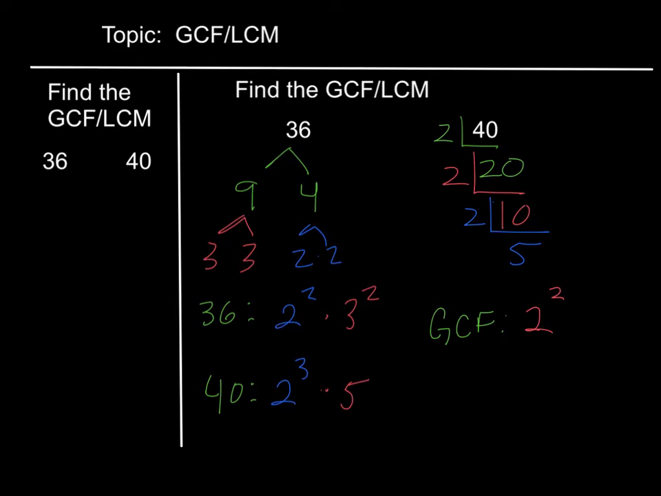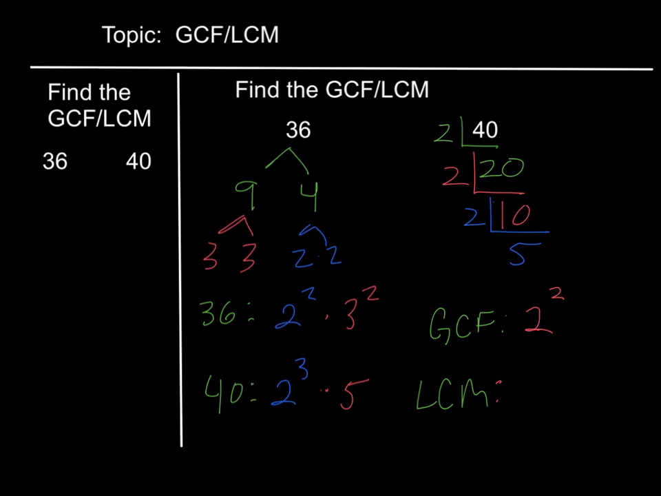Now, for the LCM, that's different. Multiples are big numbers. They're giant numbers. They're going to be at least as big as either one of these and most likely bigger. So when I do this, I don't care about common factors. It doesn't say common factors. This one said common factors. This one says common multiples. So I don't care about common factors. Instead, I'm going to use every factor that I see.